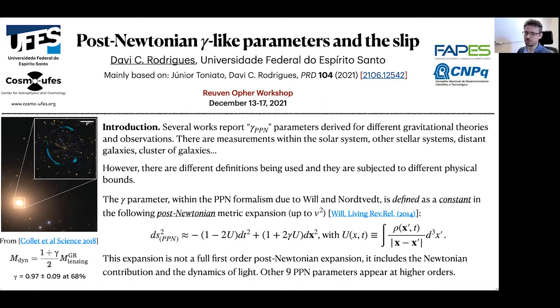The gamma parameter within PPN formalism appears as a constant in the context of a post-Newtonian expansion. We only need expansion up to second order on the velocity field. This implies that you can talk about the Newtonian limit, which is here. U here is the Newtonian potential, actually the negative of the Newtonian potential. I'm using G equal to C equal to 1. And gamma appears here in the spatial parts. Gamma here enters as a constant.